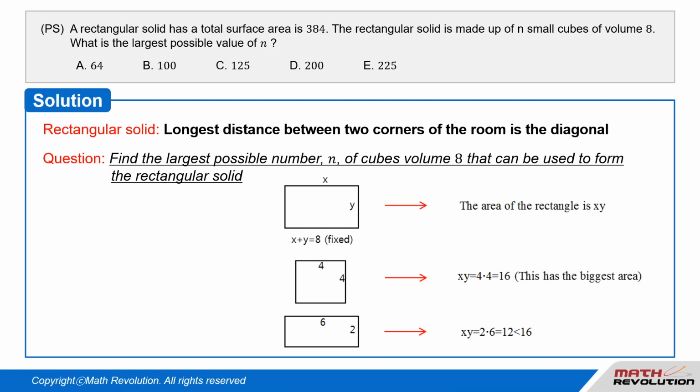A rectangle with sides x and y. x times y equals 4 times 4 equals 16, a square with side 4. A rectangle with sides 6 and 2: x times y equals 2 times 6 equals 12, which is less than 16. This is a very important theory. The area is largest when it is a square. That's why you should buy square-shaped land when purchasing land from a real estate agency.